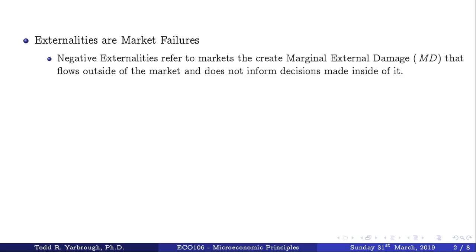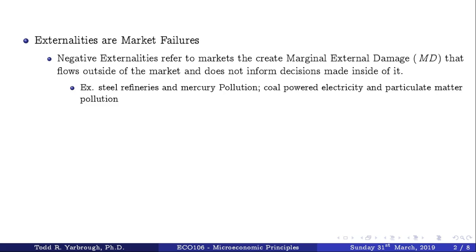Negative externalities refer to markets that create marginal external damage. This is damage that goes outside of the market and does not make it back into the market to inform decisions. Basic examples of these are steel refineries, which dump mercury, and coal-powered electricity, which produces particulate matter pollution.